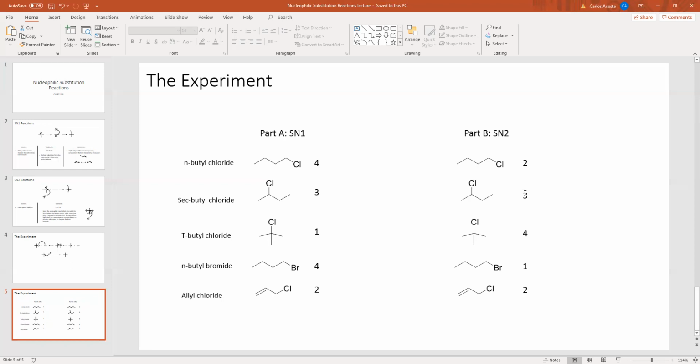Sec-butyl chloride is the third most reactive, and finally T-butyl chloride is the least reactive because it is a tertiary alkyl halide. It's got a lot of bulky groups surrounding it, making it really hard for our nucleophile to get into close proximity with that carbon bearing the leaving group in order to donate its electron density.